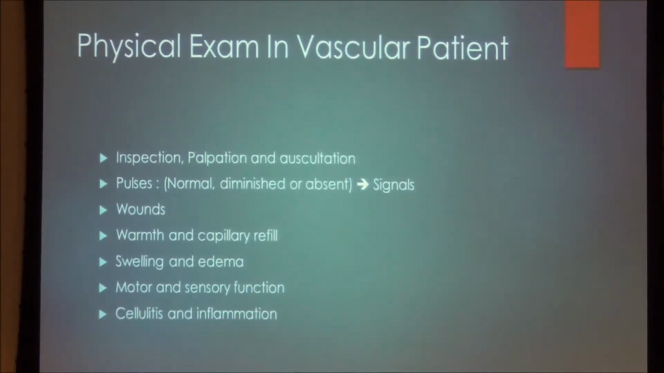problems that vascular patients may have, and it's due to lack of perfusion to the nerves. Also, cellulitis and inflammation. So vascular patients are more prone to get cellulitis and inflammation because the lack of perfusion will put them more prone to infection.